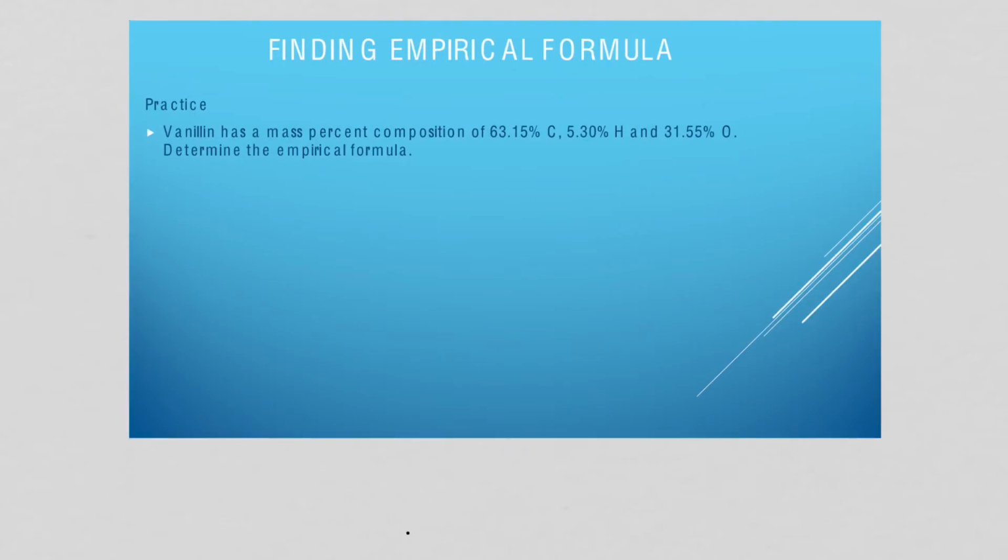So we have this compound vanillin. This is the compound responsible for the vanilla flavor. And we know it has a mass percent composition of 63.15% carbon, 5.3% hydrogen, 31.55% oxygen. Notice these percentages should add up to something very close to 100, because it's representing all of the mass of the compound. Now I want to determine the chemical formula.